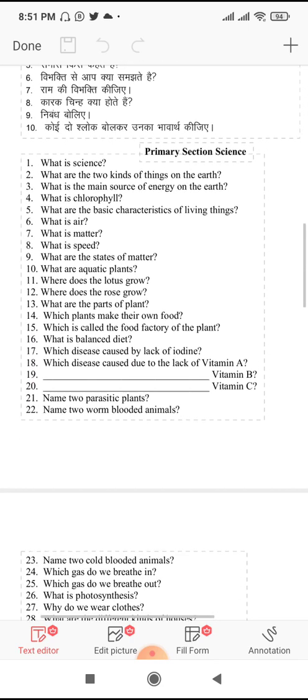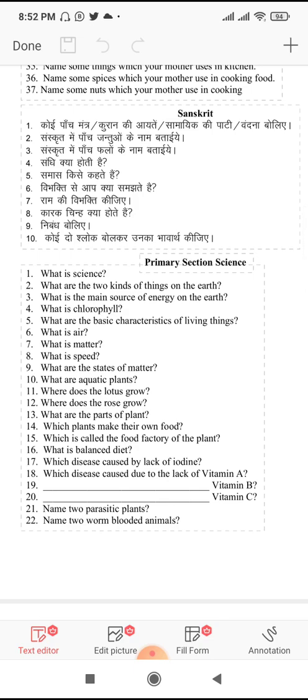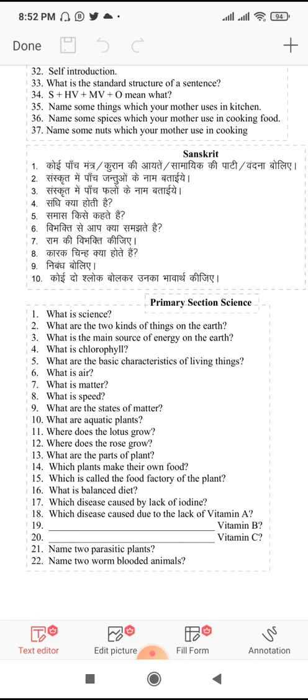चलिए आ जाते हैं. What is science? Science is systematic knowledge of things and events around us is called science. What are the 2 kinds of things on the earth? There are 2 kinds of things, living and non-living. What is the main source of the energy of the earth? The sun is the ultimate source of the energy on the earth. What is chlorophyll? Chlorophyll is the green pigment found in the green leaves of the green plants.